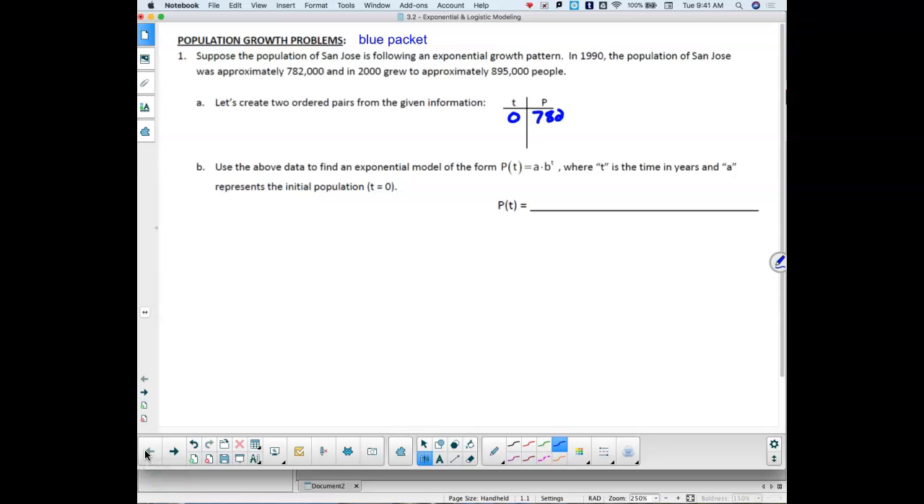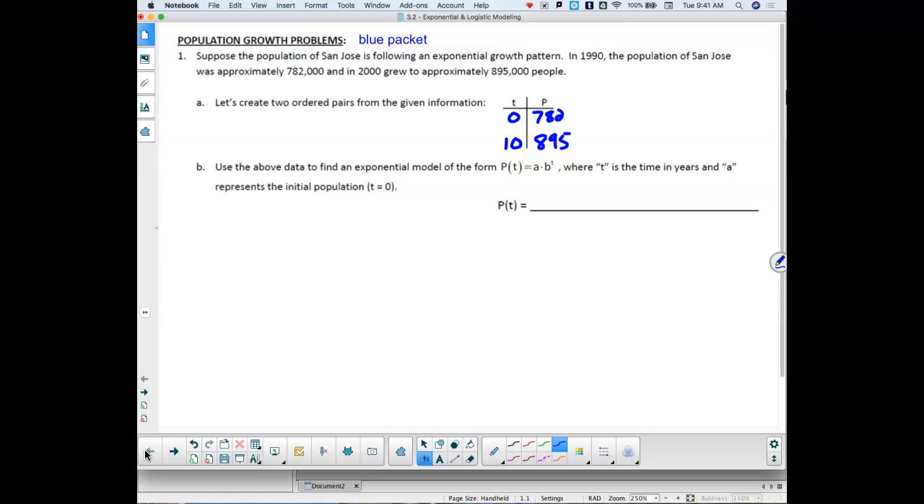So if we base our first point as 0, comma 782, what is our second point? 10, comma 895. Because 10 is because 2000 is 10 years after 1990, and for 895, we would divide 895,000 by 1,000 and get 895. Okay, love it.